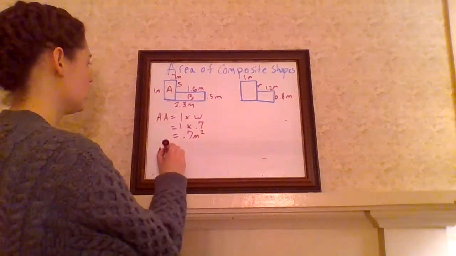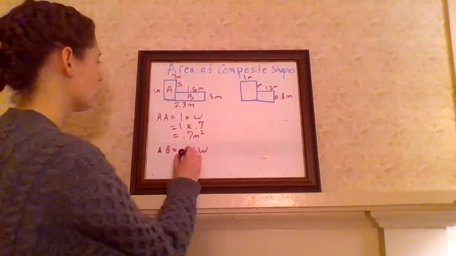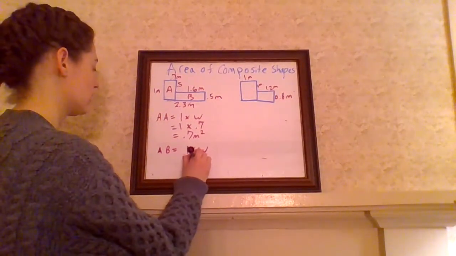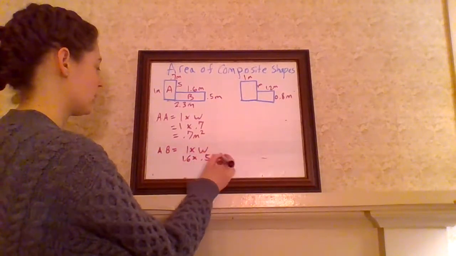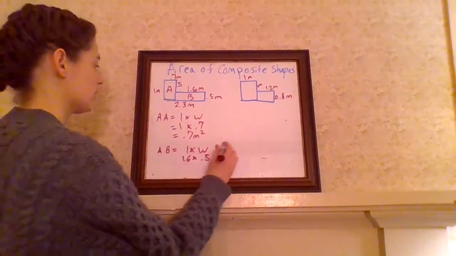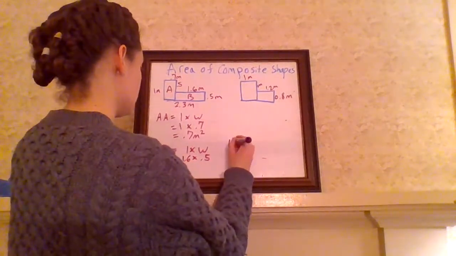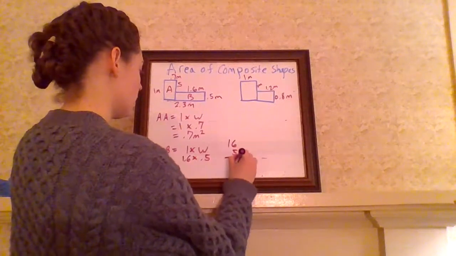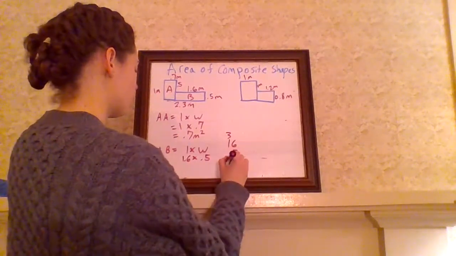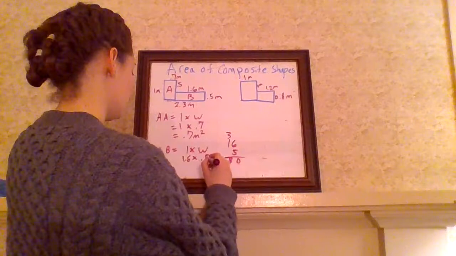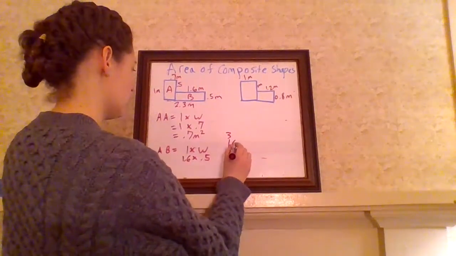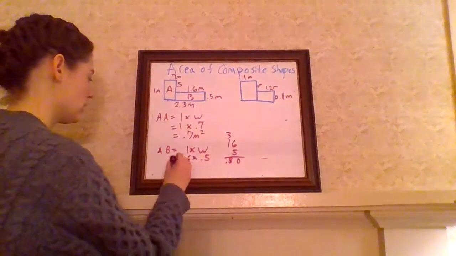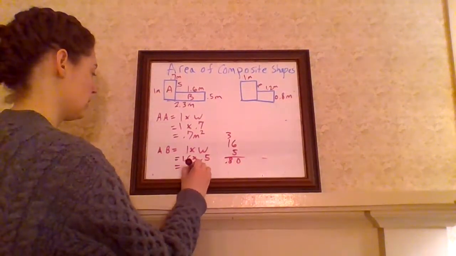So area of B, length times width again, which is 1.6 meters times 0.5 meters. So let's try that over here. So 16 times 5 is 80, okay? And then we count in our decimals there. So that equals 0.8 meters squared.